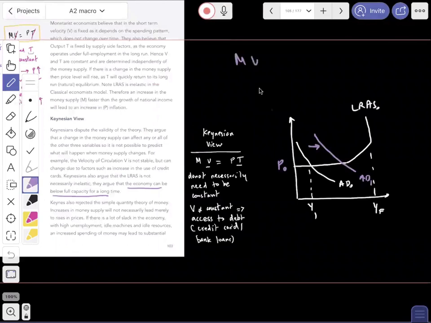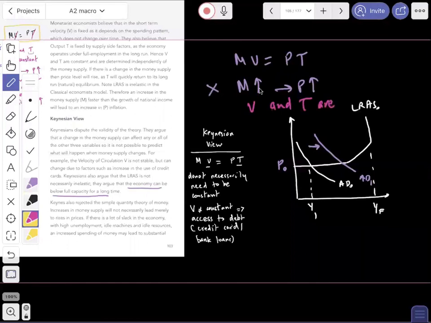They say that MV equals PT doesn't need to result in P going up when M goes up. They disagree with this and say it is wrong because V and T are not necessarily constant. So this is the argument they raise against the monetarist view. Does that make sense, guys? Are we good? Any questions?